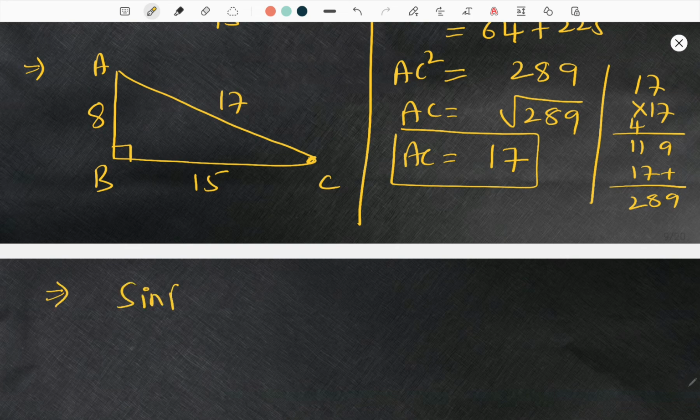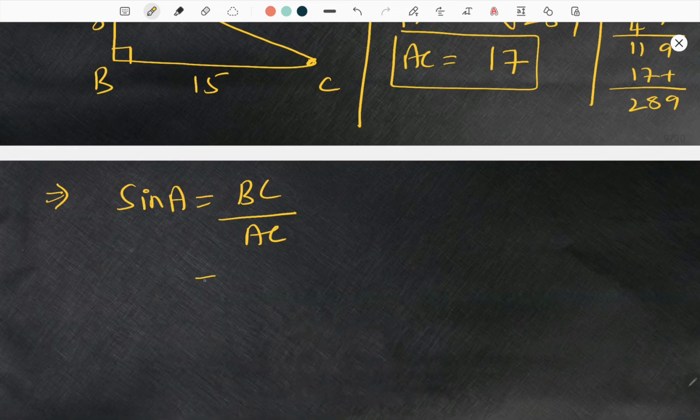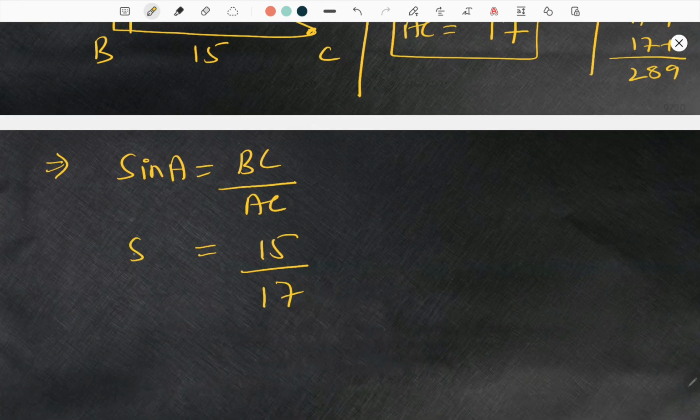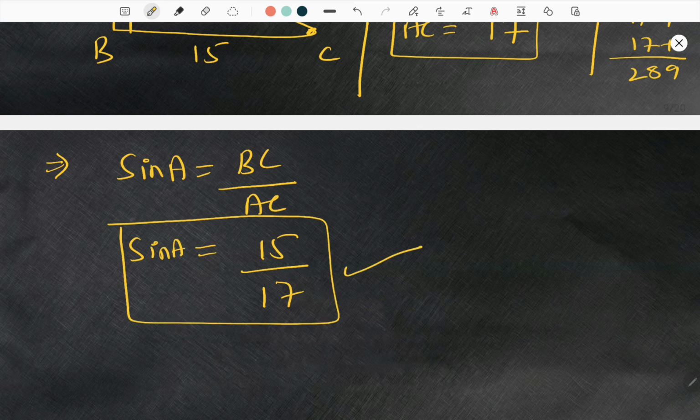So sine A is equal to opposite. What is the opposite here? BC is the opposite. So BC divided by the hypotenuse AC. So it becomes BC divided by AC. So BC is 15 and AC is 17. So sine A is equal to 15 divided by 17, that is the answer.